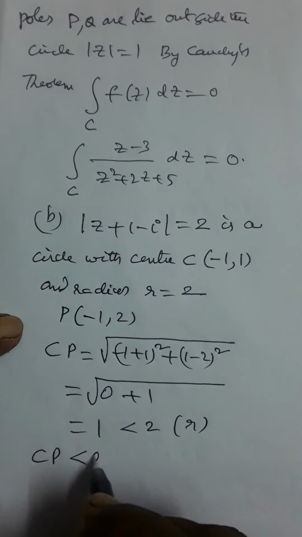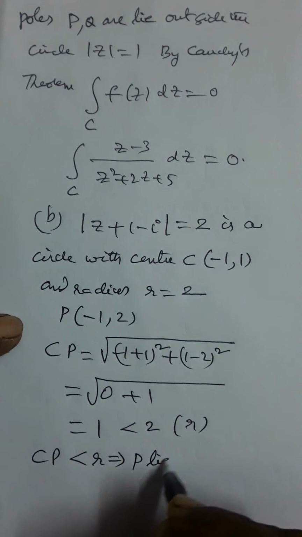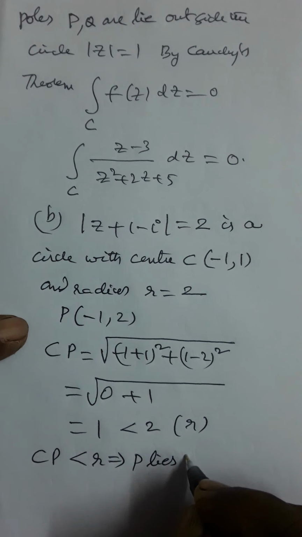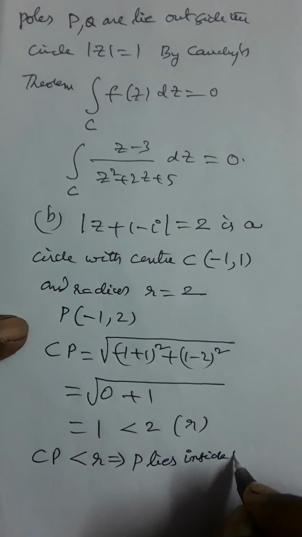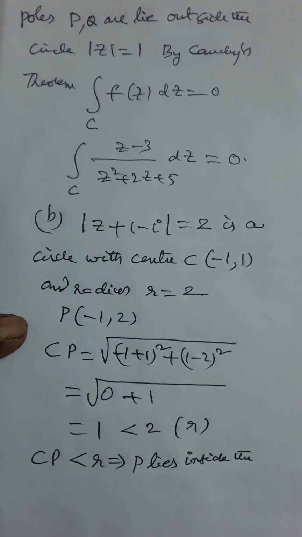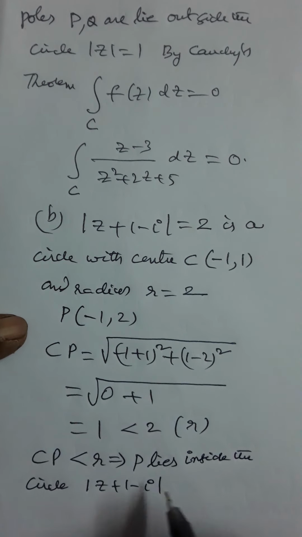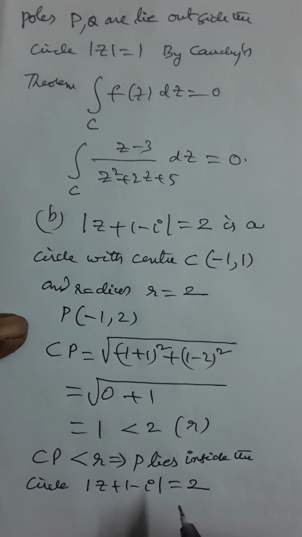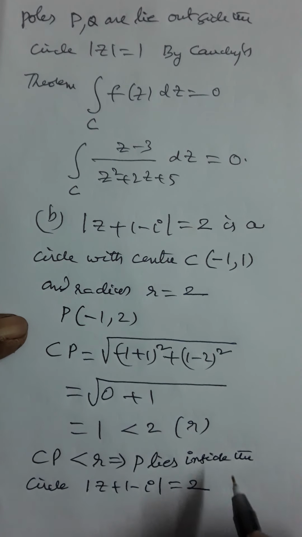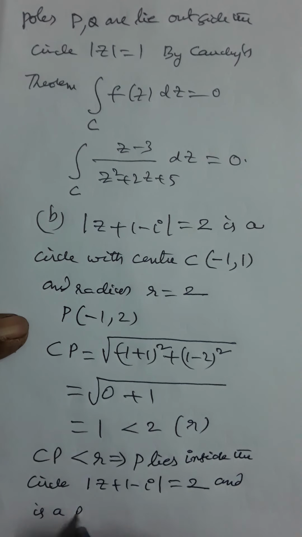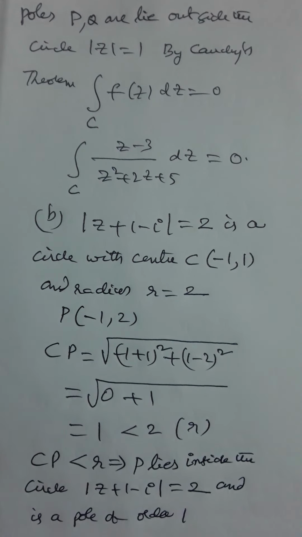CP less than r implies P lies inside the circle mod z plus 1 minus i is equal to 2 and is a pole of order 1.